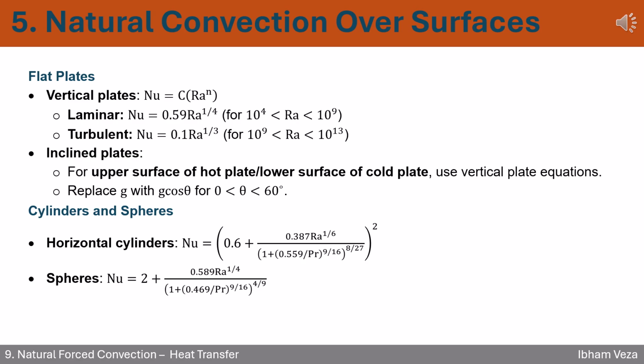Laminar flow uses a quarter power rule, and turbulent flow follows a third power rule. You only need to spot the Rayleigh range to decide which equation to use. Inclined plates follow similar logic, but you adjust for the angle using cosine terms. This keeps your calculations practical for sloped surfaces.